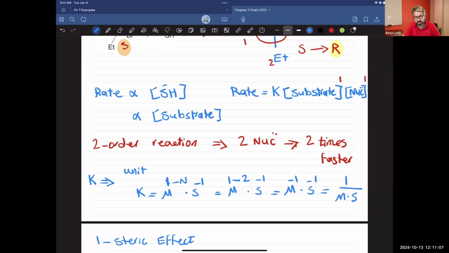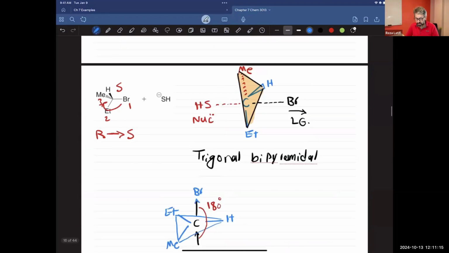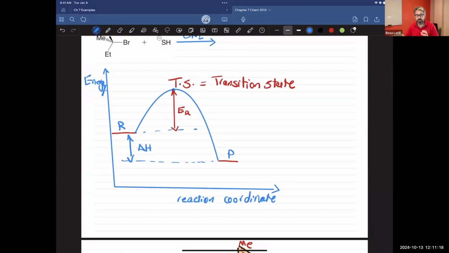So we know the reaction is concerted. What does it mean? It means the entire reaction is happening in one step. You have only one activation energy, and that activation energy is subject to the concentration of the nucleophile and the substrate at the same time.